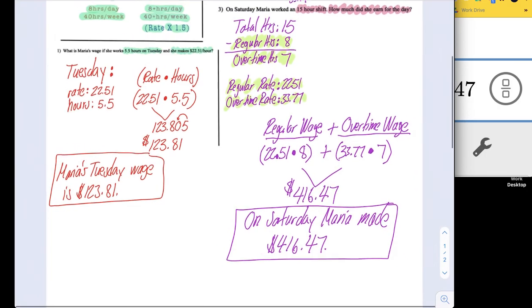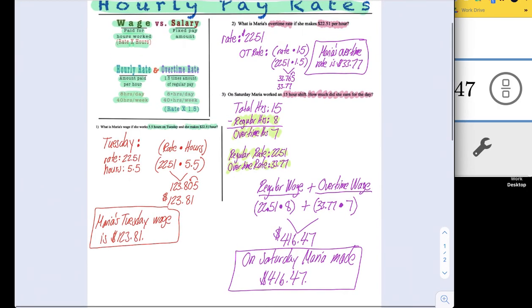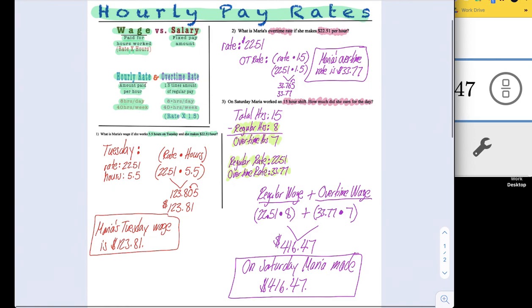And that right there, kiddos, is our hourly pay rate lesson. Make sure that you wrote everything down. Make sure that you paused if you needed to. These are the kind of problems you're going to see in the worksheet. That's awesome, guys. This is really important work. This is real life math right here that I want everybody to be able to know.